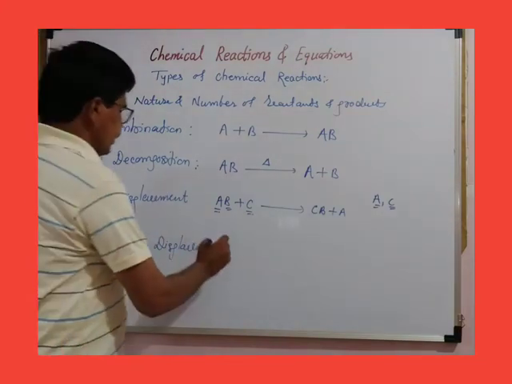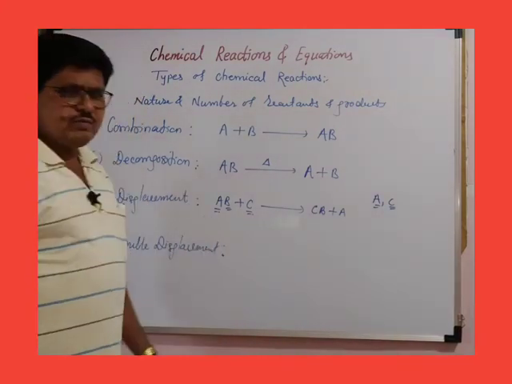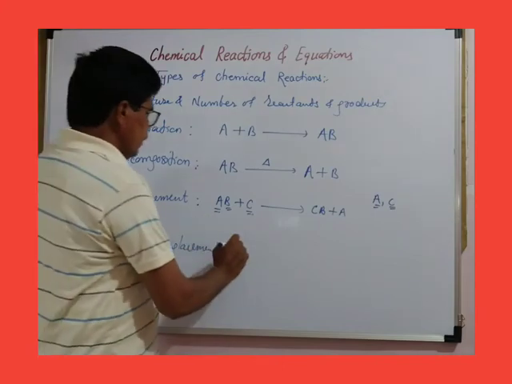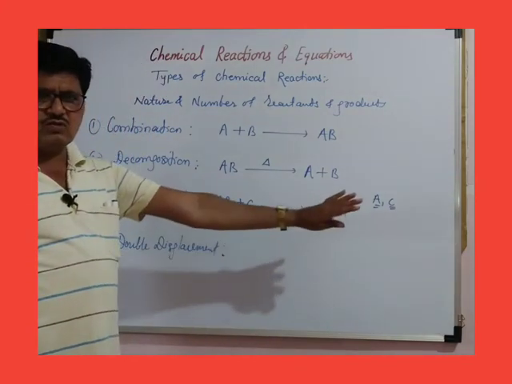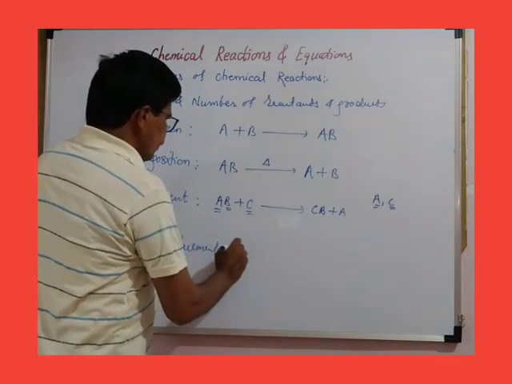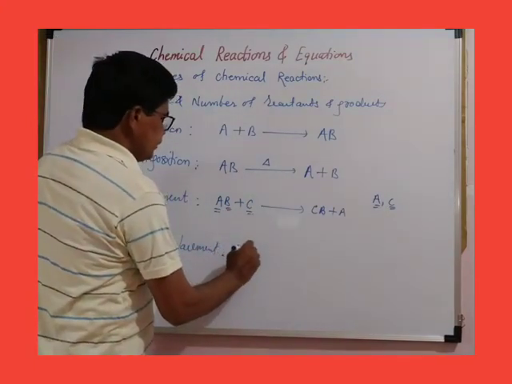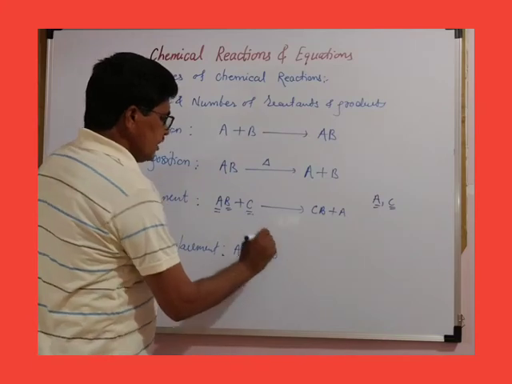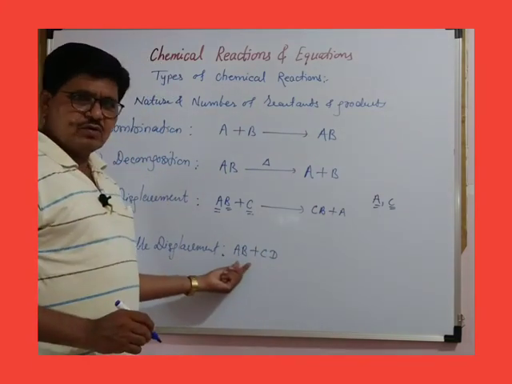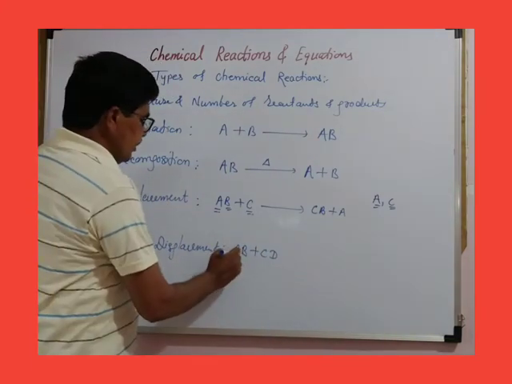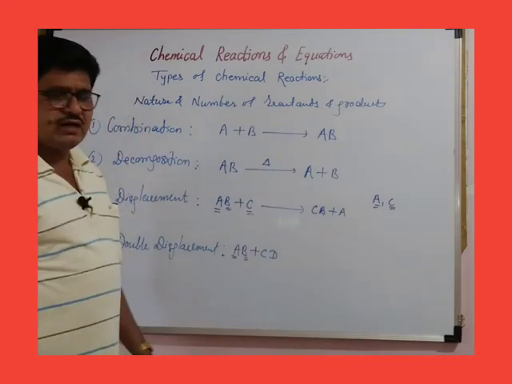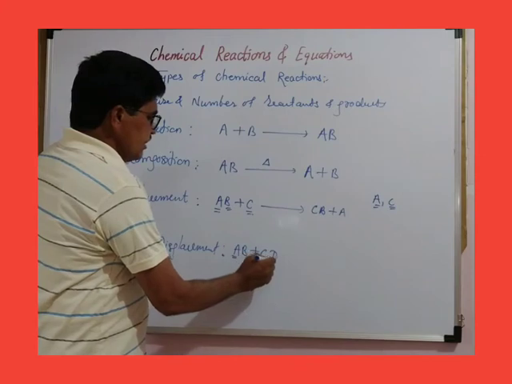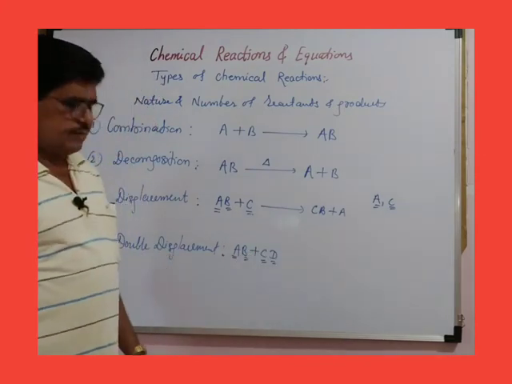Then double displacement reaction. What do you mean by double displacement reaction? When two or more substances combine together, there is the formation of two or more products. That means suppose AB is any substance, CD is another. That means this is an ionic compound. This is also an ionic compound. That means ionic compounds contain A as metallic ion, B as non-metallic ion. C is metallic ion, D is non-metallic ion.